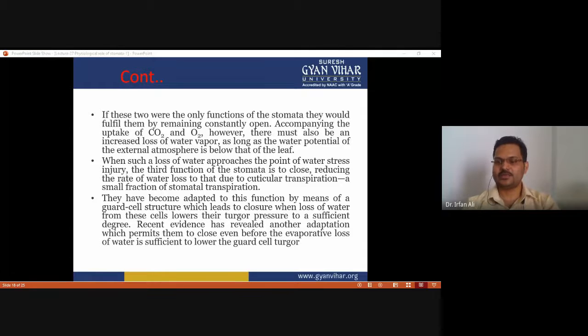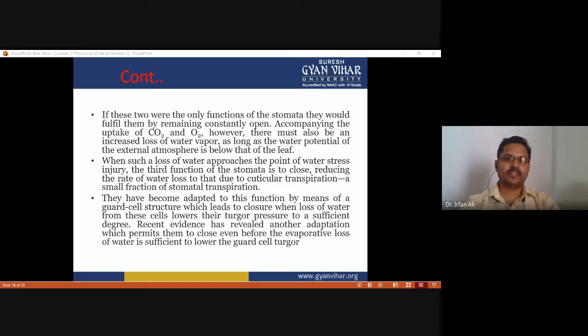That is transpiration. If you think about it, when there is a continuous supply of CO2 and oxygen required by the plant, the stomata would obviously remain open all the time. But it may lead to water scarcity in the plant. It may develop stress in the plant. That's why the third function is to regulate water loss, or the transpiration process, of the plant.